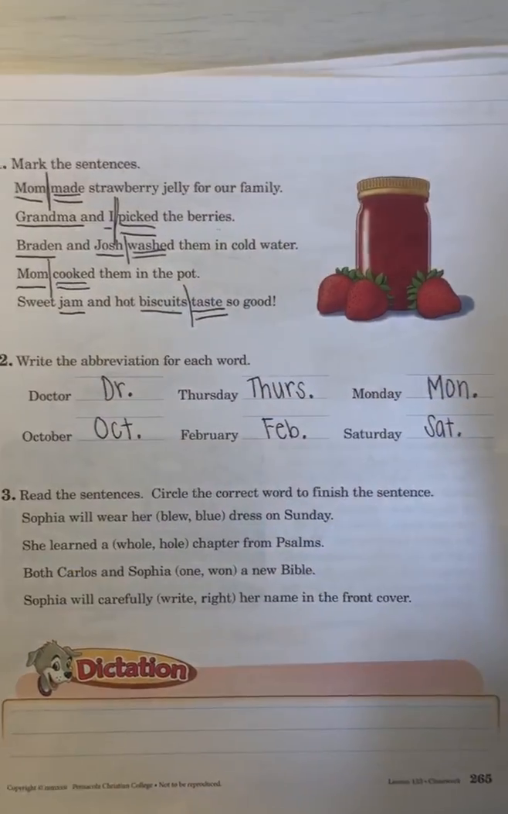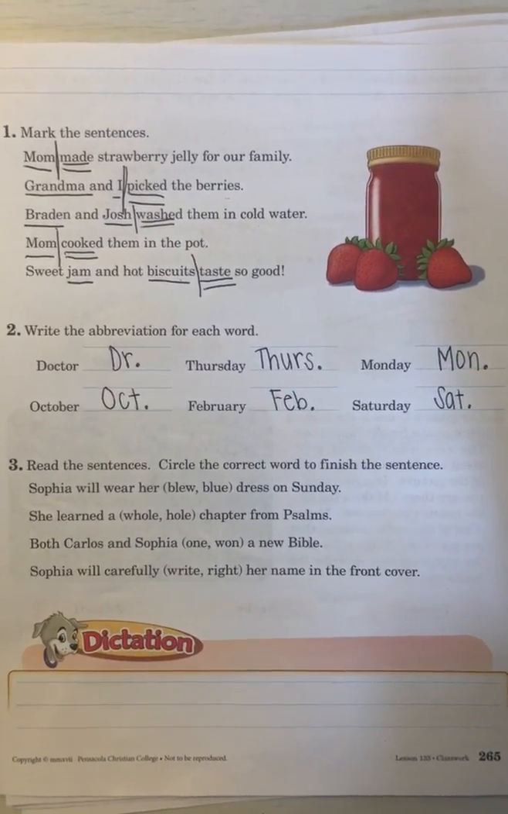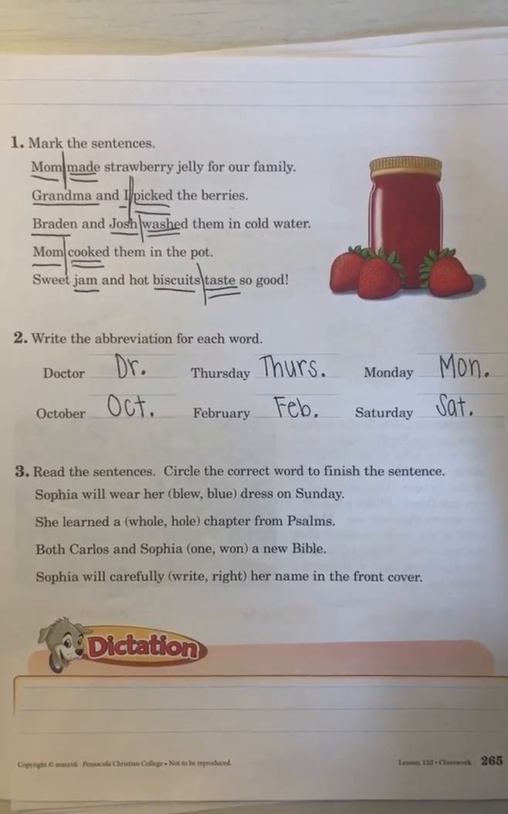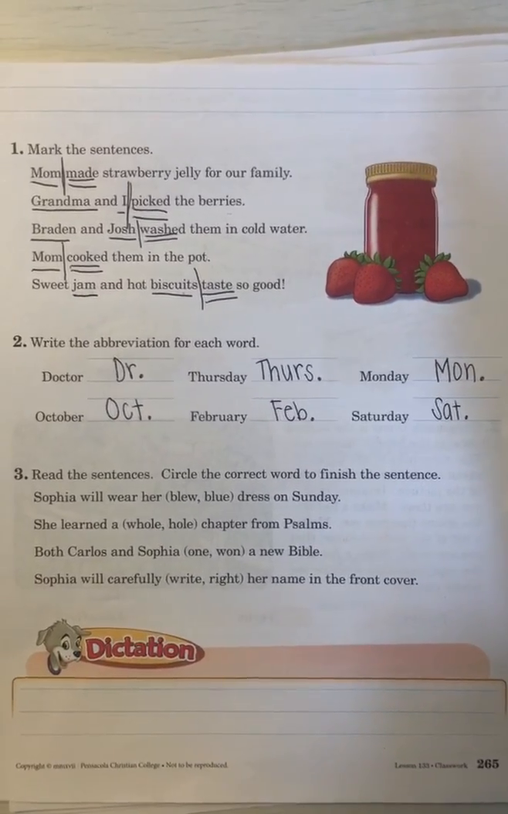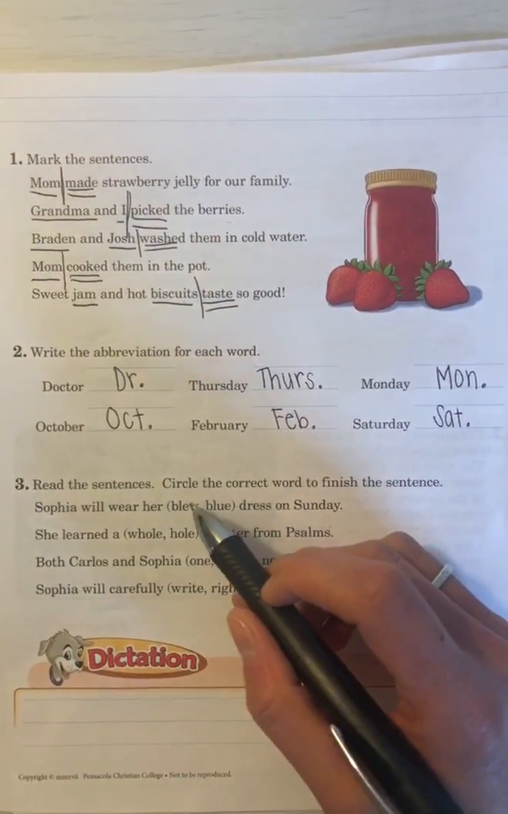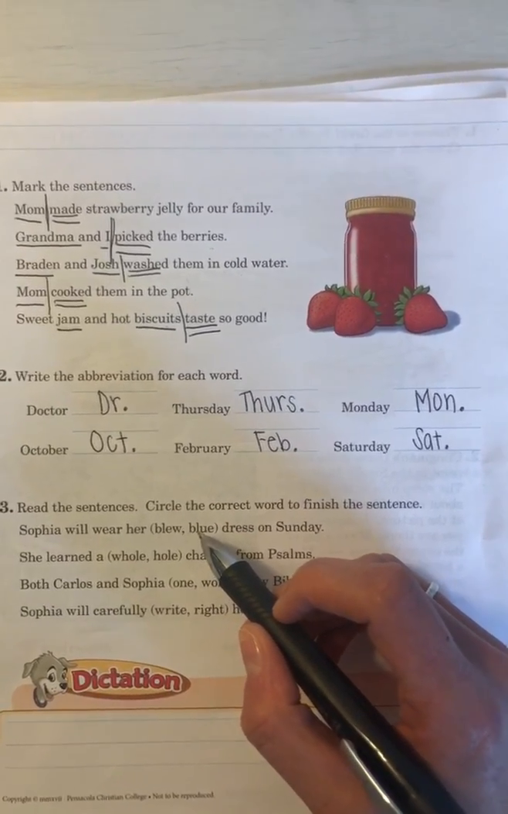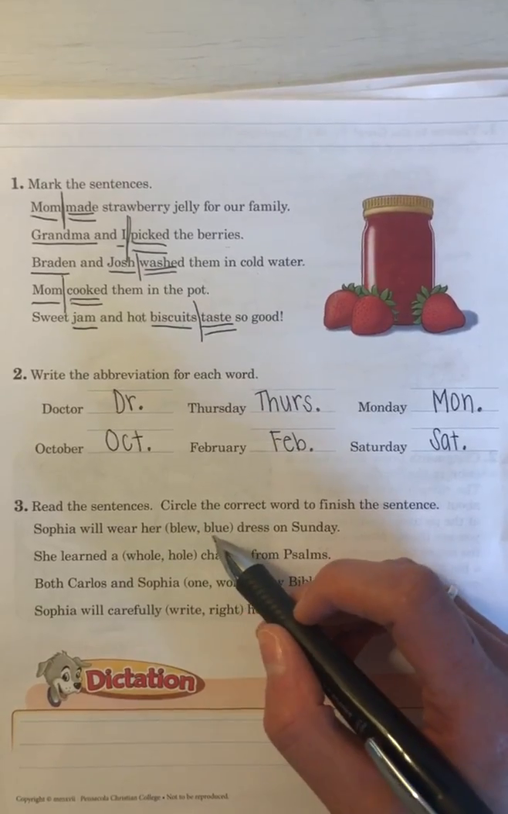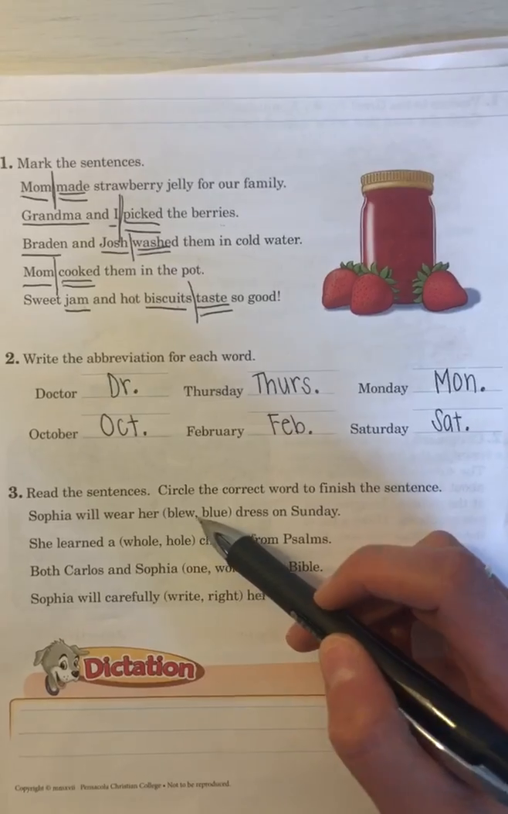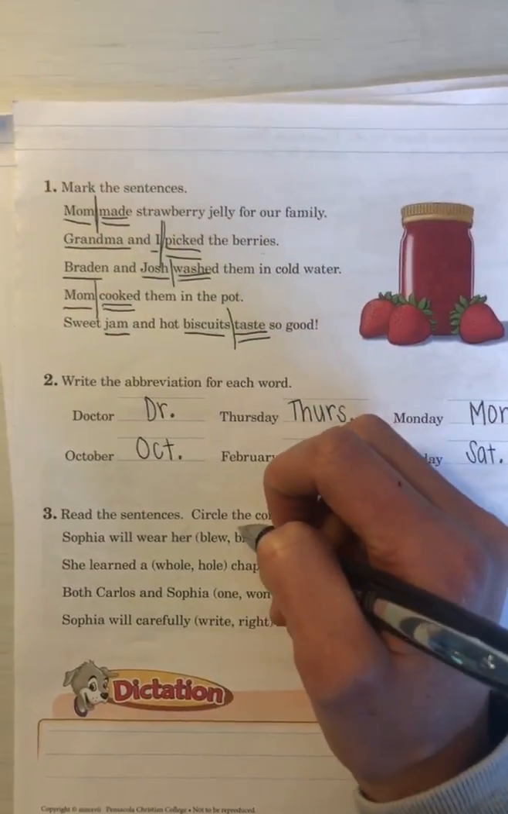S-A-T period. All right. Number 3, read the sentence. Circle the correct word to finish the sentence. Sophia will wear her blue dress on Sunday. So remember, these are homonyms. They sound the same, but they are spelled different and their meaning is different, right? Okay, so is it B-L-E-W or B-L-U-E? It is B-L-U-E as in the color.